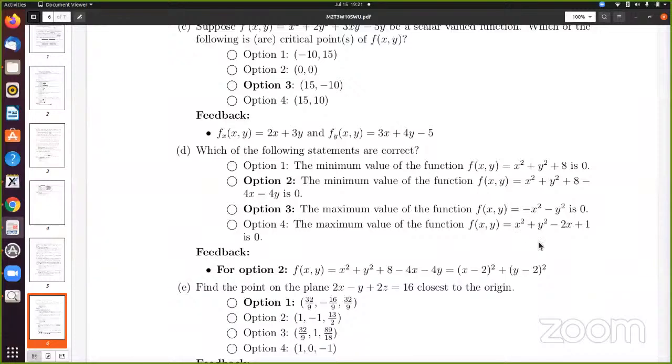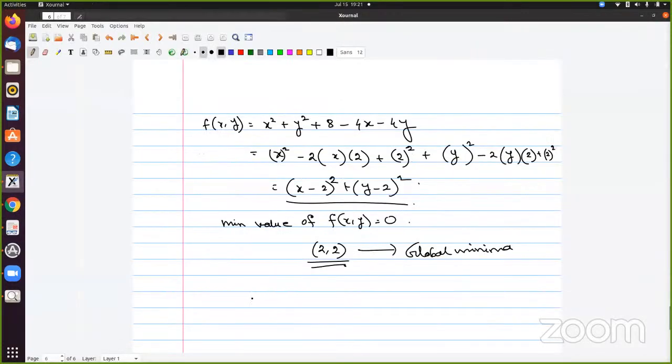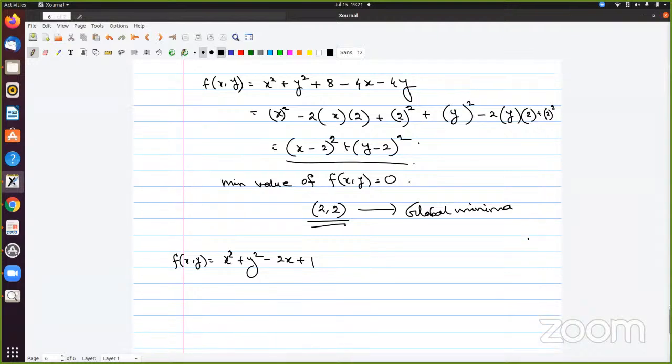And what about the last one? x square plus y square minus 2x plus 1. The minimum value of the function is 0. Is it correct? So this is the question. So what can we write? We can write it as x minus 1 the whole square plus y square, like this.